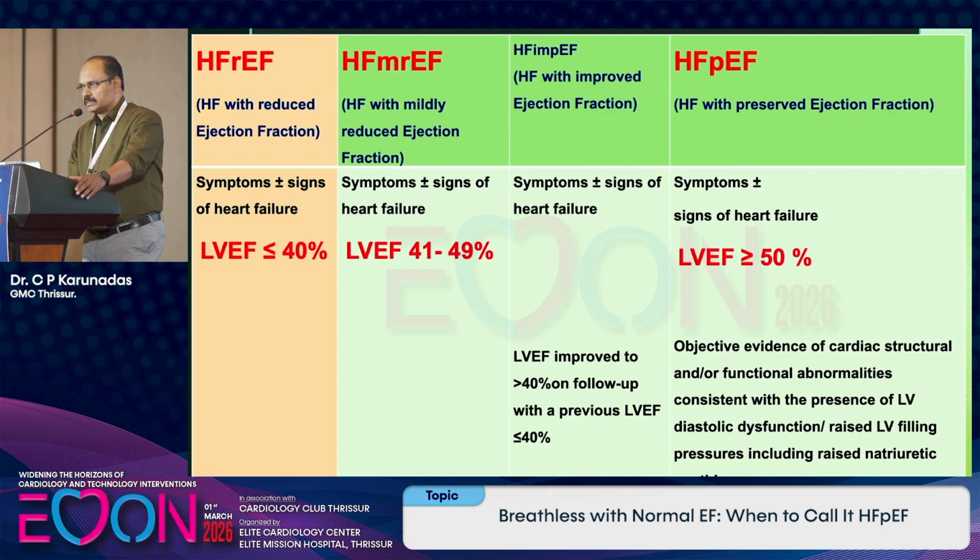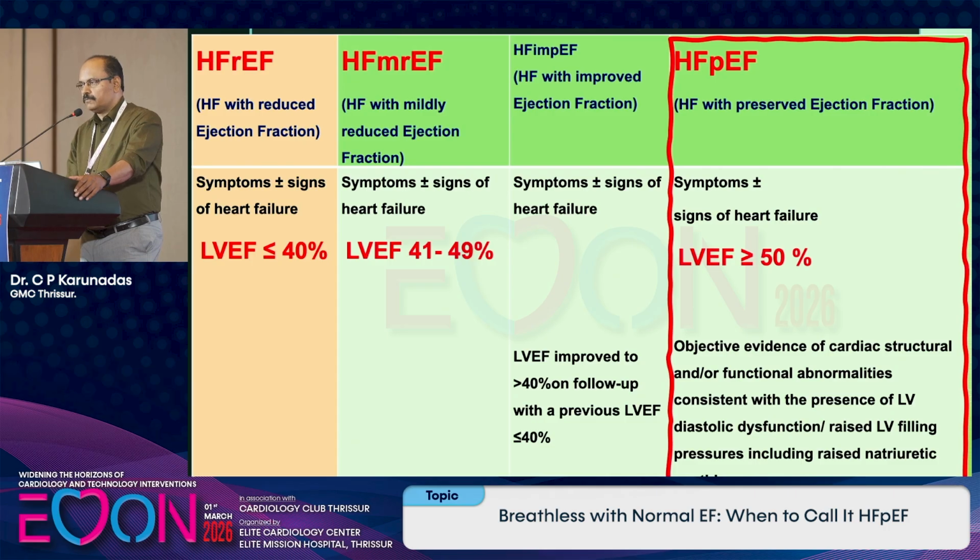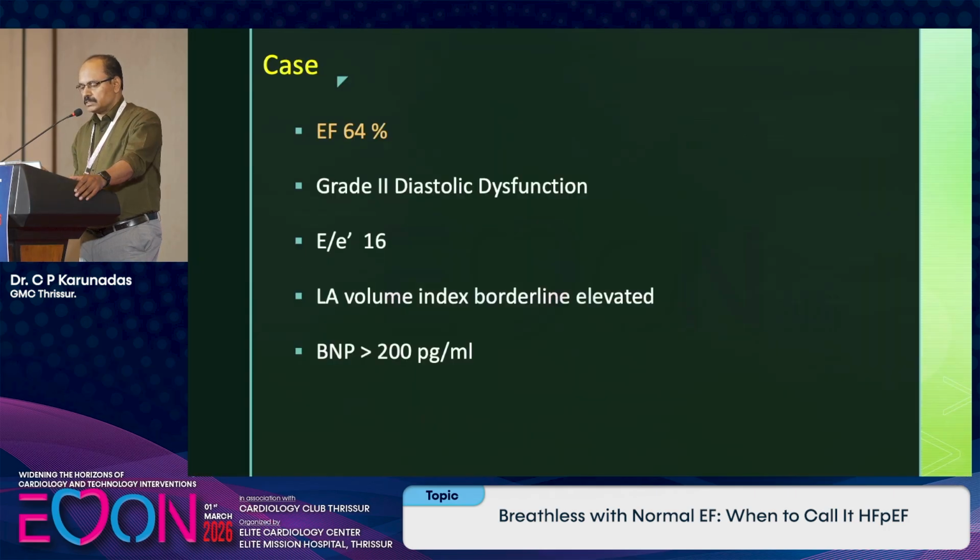And all of you know this classification: reduced ejection fraction less than 40%, preserved ejection fraction more than 50%, mildly reduced ejection fraction in between the two. So this patient probably falls into this category because the ejection fraction is given as 64%. She has grade 2 diastolic dysfunction, E by E prime 16, LA volume index elevated and BNP elevated.